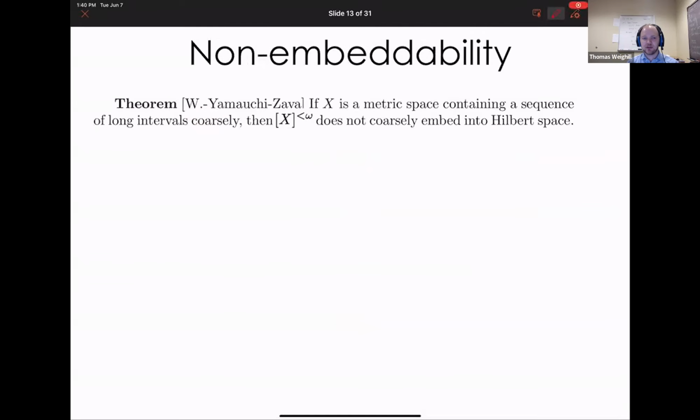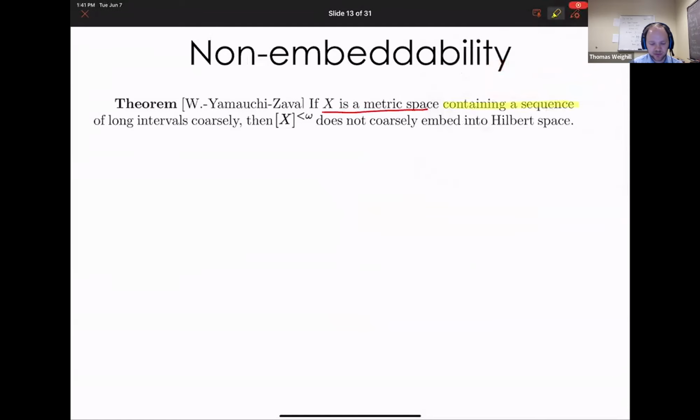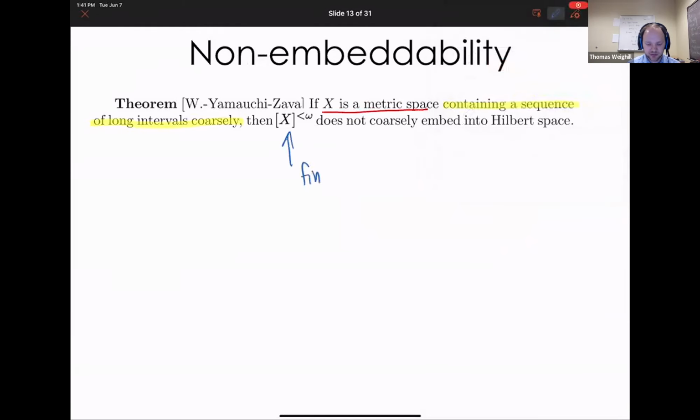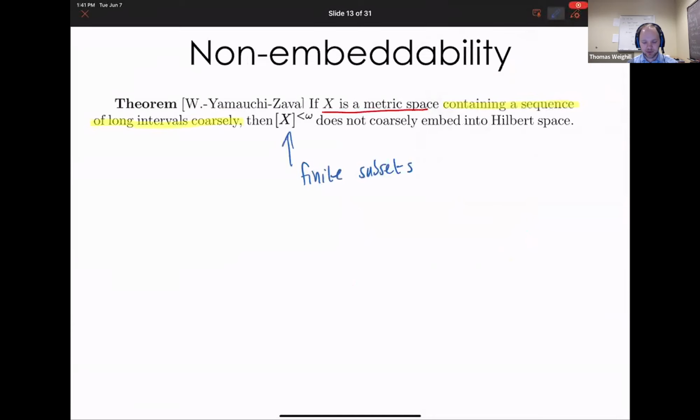So here's the main result that we got. If you have a metric space that, and here's a condition I'm going to have to explain, contains a sequence of long intervals coarsely. It's a fairly mild condition, which I will define in just a minute. Then the set of all finite subsets, remember this is finite subsets, does not embed into Hilbert space. So in other words, it fails even the weakest of this hierarchy over here.